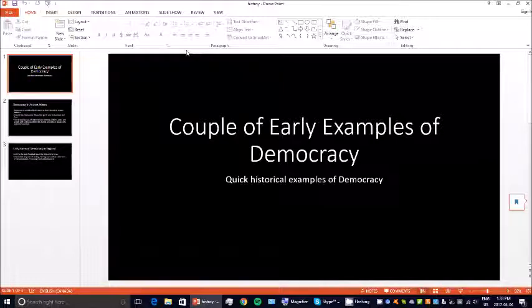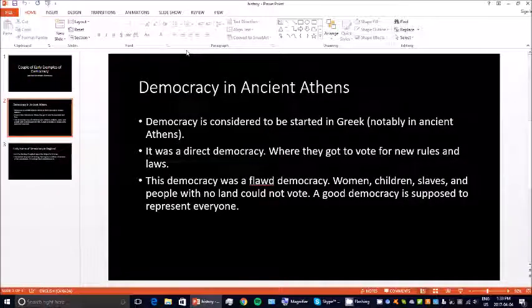Alright, so a couple of early examples of democracy. Democracy is considered to have started in ancient Athens. The democracy they had at that time was a direct democracy. So people directly voted on new rules and new laws, and they also voiced their opinions sometimes in front of the ruler. However, the democracy they had at that time was a flawed democracy.